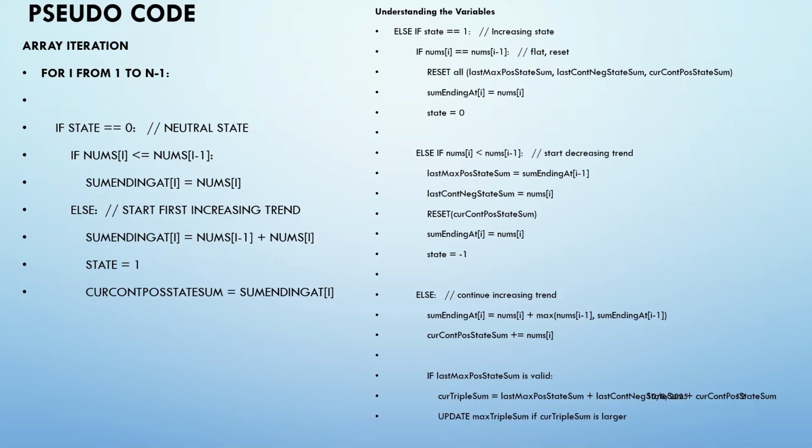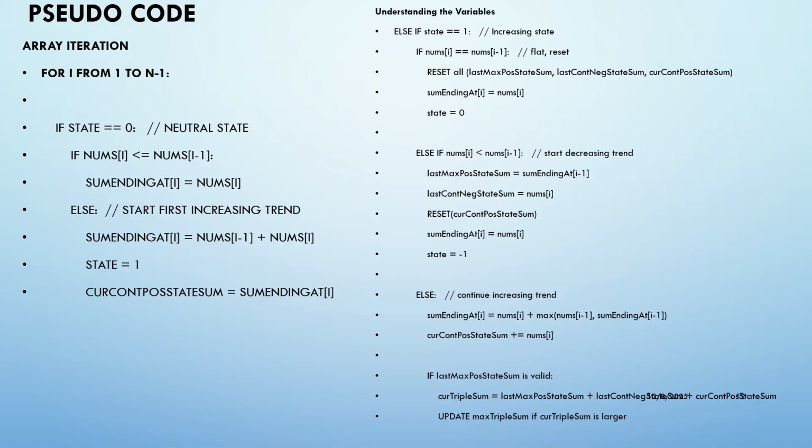Now if you are in an increasing trend and again you see a greater element, you will continue in the increasing trend. When you continue in the increasing trend, the continuous positive state sum will be incremented by nums of I. Sum ending at I will capture the maximum positive state sum ending at I, which will be a combination of the current element and the maximum between the last element and the last maximum sum. You can analyze it and you can understand why we are defining it like that.